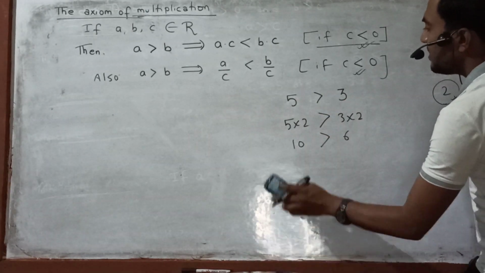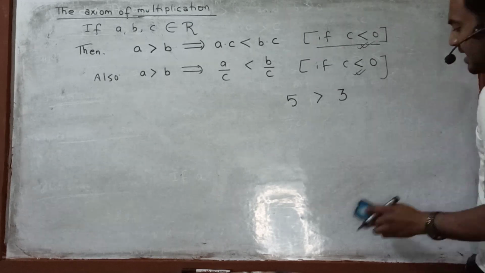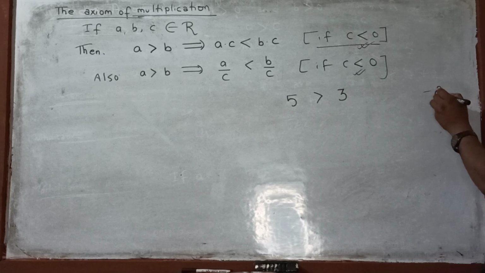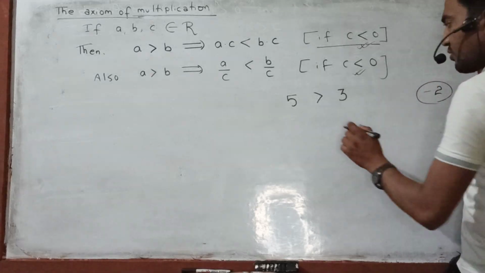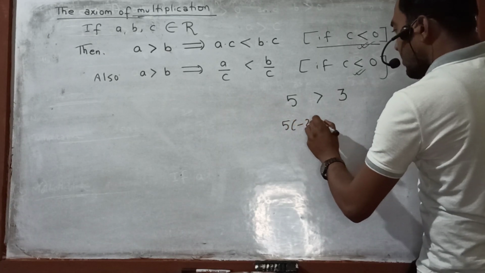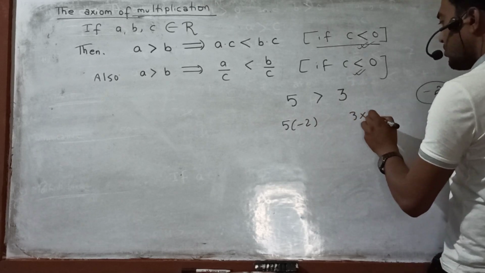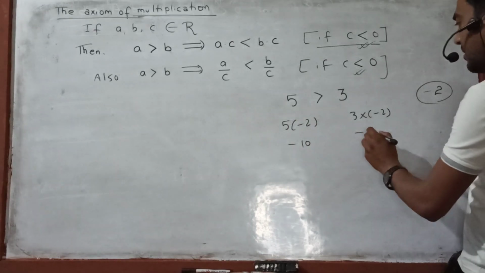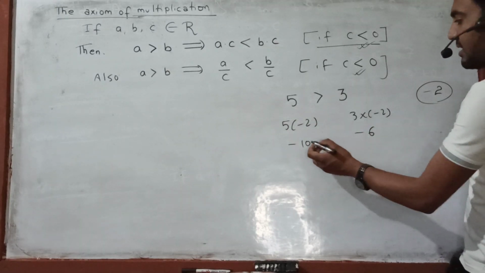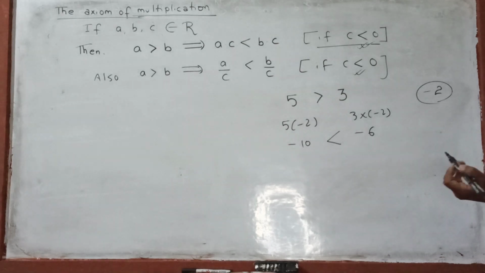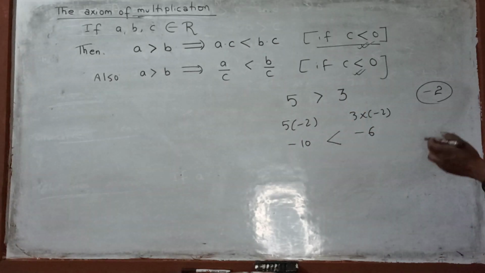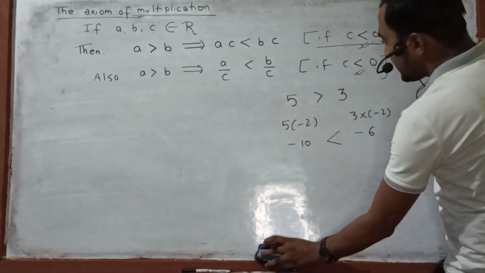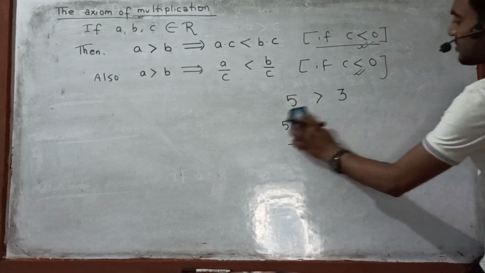Similarly, if you take a negative value, now let us see. 5 is greater than 3. Suppose you take the negative value minus 2. If you multiply 5 into minus 2 and 3 into minus 2, what will you get? You will get minus 10 here and minus 6 here. So obviously minus 10 will be less than minus 6. So here the sign will be changed if you take the value of c negative, or less than 0. The same holds in the case of division also.